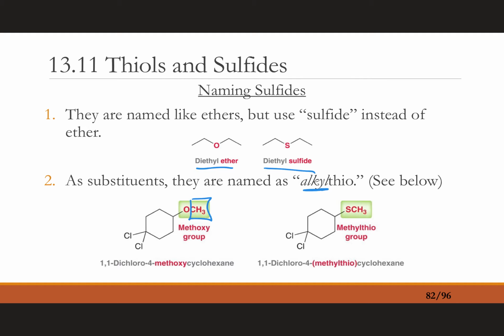So in this left molecule, you have this one carbon chain coming off the oxygen, and we called the whole group, therefore, a methoxy group. For the sulfur, again, we have one carbon, so it's a methyl thio group, right? So it's a little different. We just call it methoxy or ethoxy. Here, we don't have that oxy part coming after, so it's easiest just to call it methyl thio. So the names of these molecules are 1,1-dichloro-4-methoxycyclohexane and 1,1-dichloro-4-methylthiocyclohexane.